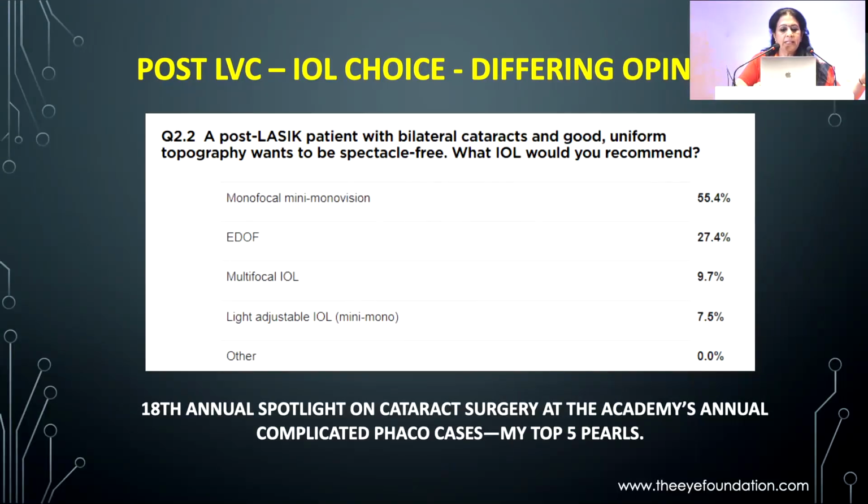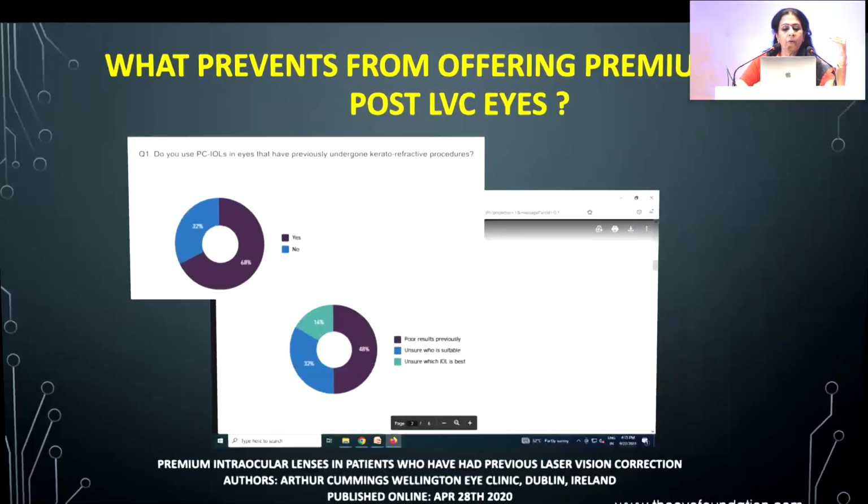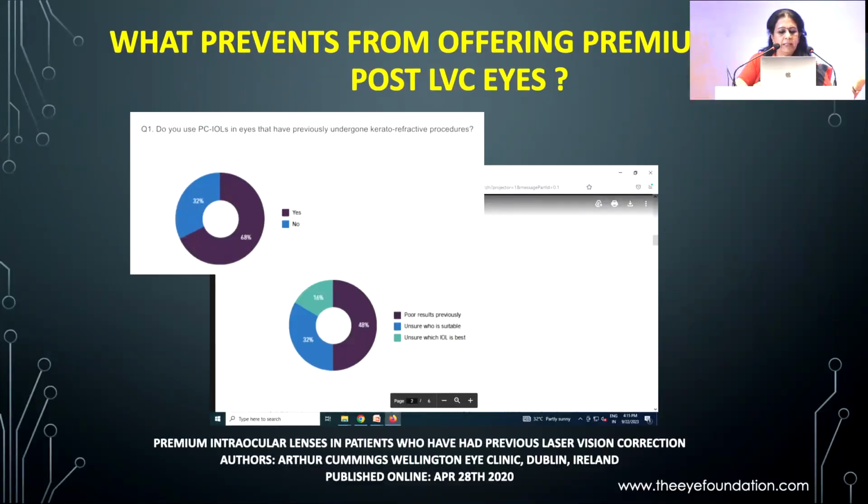This is a post-laser vision correction. Majority wanted mini monovision for the other eye, but there were patients who were ready to try an EDOF, and that was the popularity seen in this AAO spotlight study.